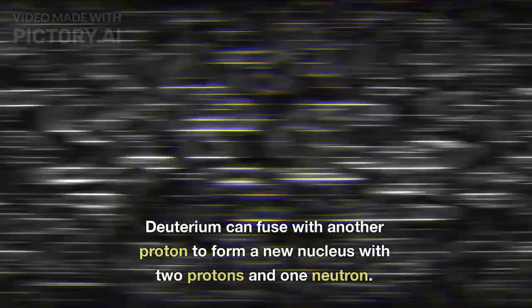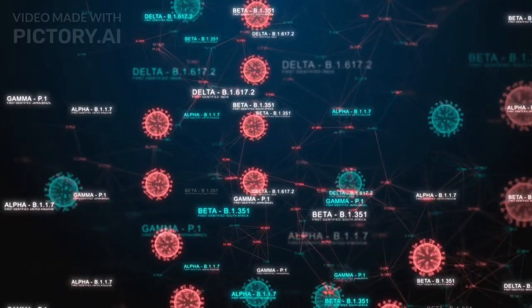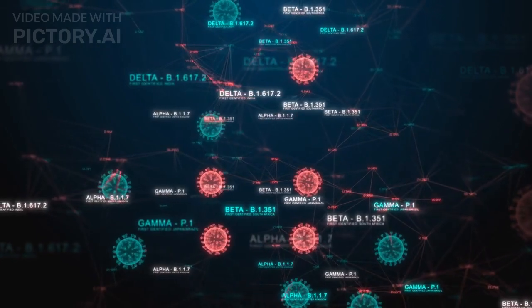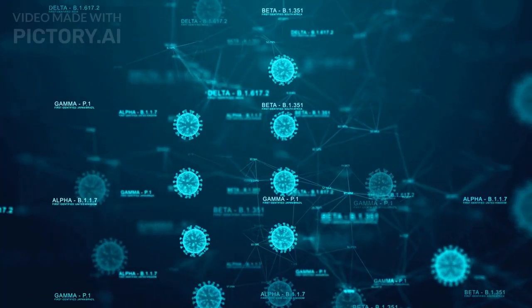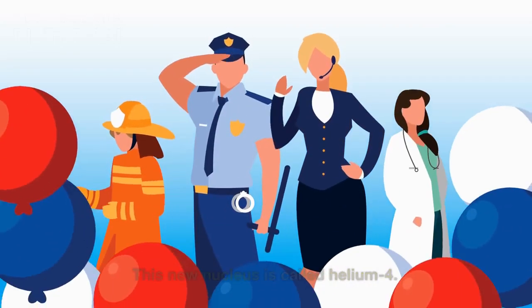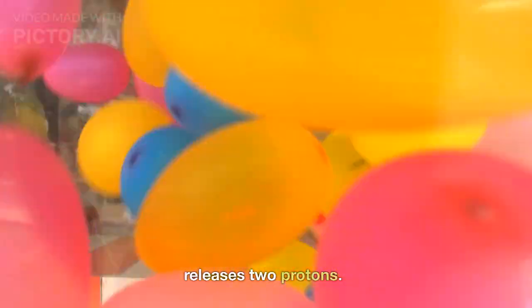Deuterium can fuse with another proton to form a new nucleus with two protons and one neutron. This new nucleus is called helium-3. The fusion of deuterium and a proton also releases another type of energy called a gamma ray. Helium-3 can fuse with another helium-3 to form a new nucleus with two protons and two neutrons. This new nucleus is called helium-4. The fusion of two helium-3 also releases two protons.